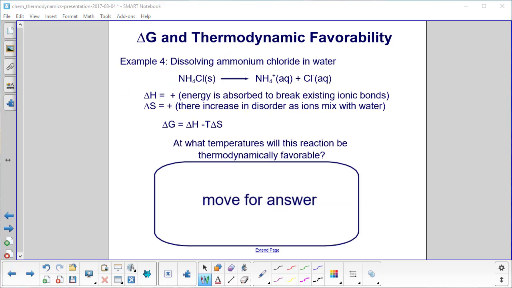Final example for this. Dissolve ammonium chloride in water. Delta H is positive because the energy is absorbed to break existing ionic bonds, and delta S is also positive. There is an increase in disorder as ions mix with the water. So we have our Gibbs free energy here. At what temperatures will this reaction be thermodynamically favorable?